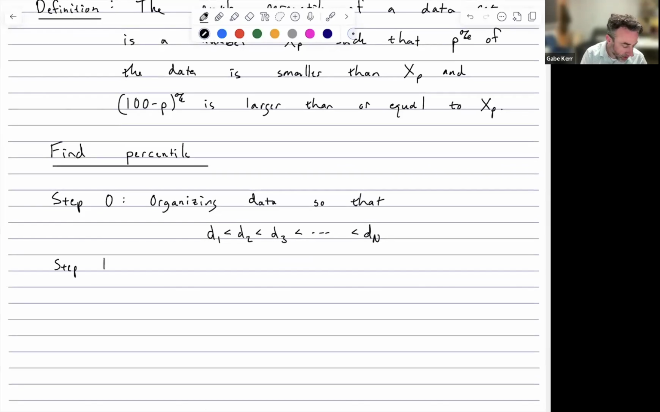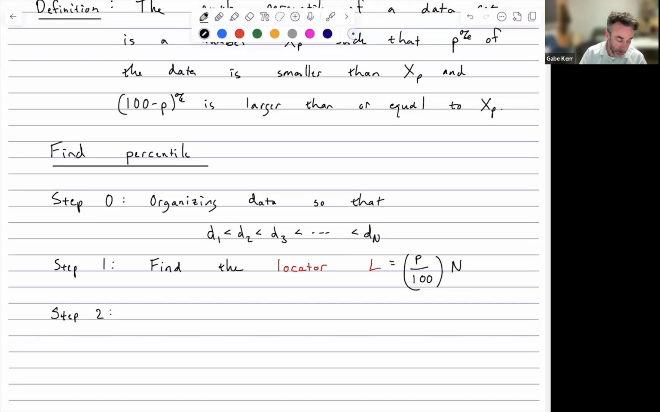Step 1 is we're going to find something called the locator. It's written L, and it's just a simple equation. We take our number P, we divide by 100, and then we multiply by the number of data points N in our data set. That gives us our so-called locator.